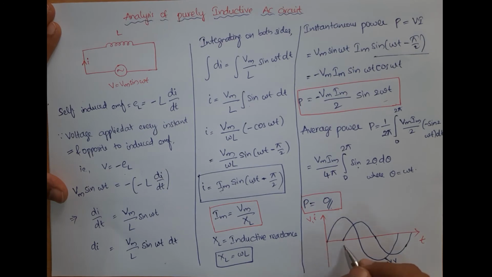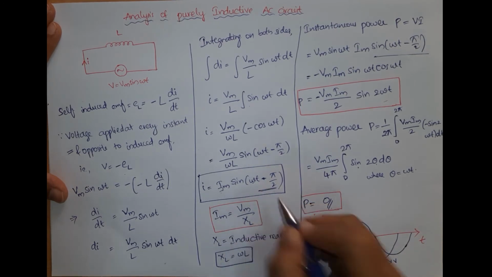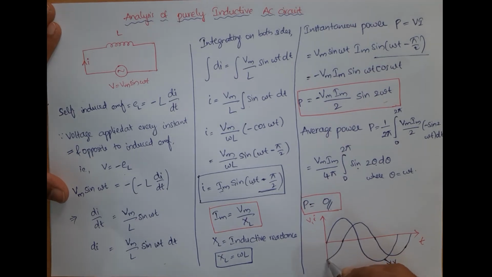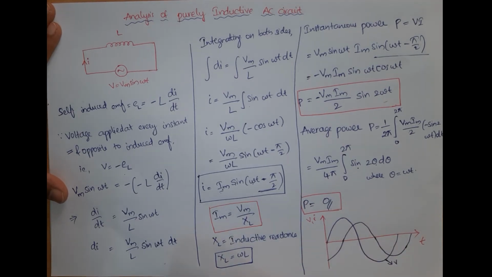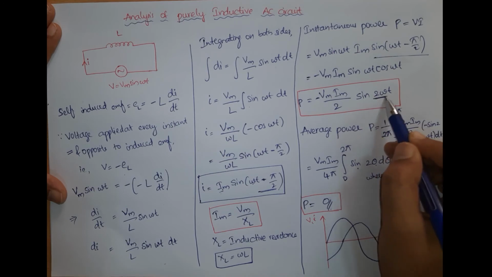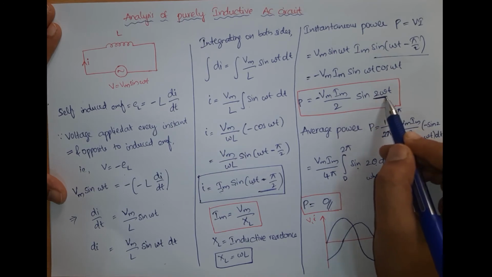So there is a difference of pi by 2 as we have got here, right? So if you extend it backwards, you will get it like this. Okay. So then next, what about the power now? See, instantaneous power, if you see, so this is the value of I. Instantaneous power, its time period is what now? Its frequency is 2 omega.